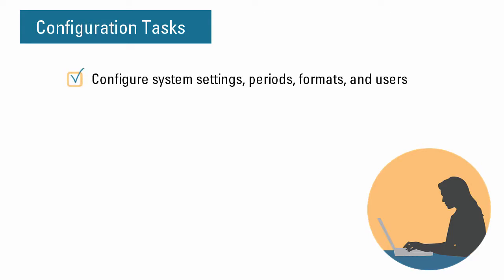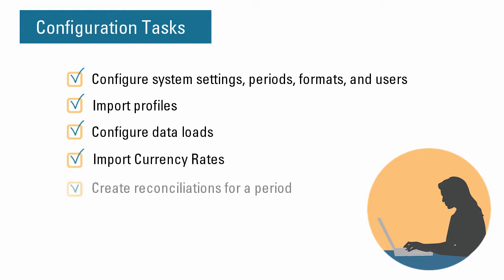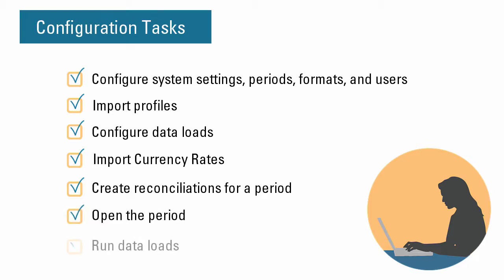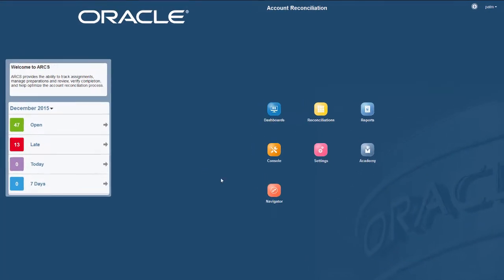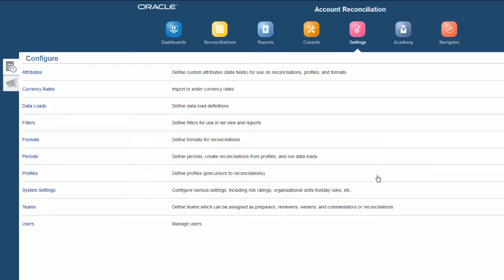Configure system settings, periods, formats, and users, import profiles, configure data loads, import currency rates, create reconciliations for a period, open the period, and run data loads. From the main screen, select Settings to access your configuration activities on the Configure tab.